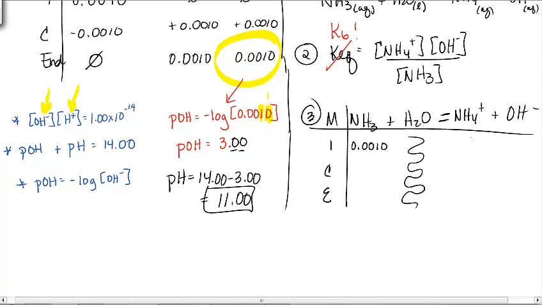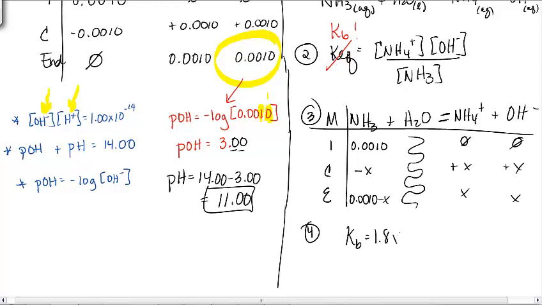So I'm starting at 0.0010, and originally I'm starting with none of the ions before anything has happened. How much do I lose and gain? We don't know, right? So it's x. So minus x, plus x, plus x. And then do the math. So the Kb is 1.8 times 10 to the minus 5. That's equal to x squared over 0.0010 minus x.